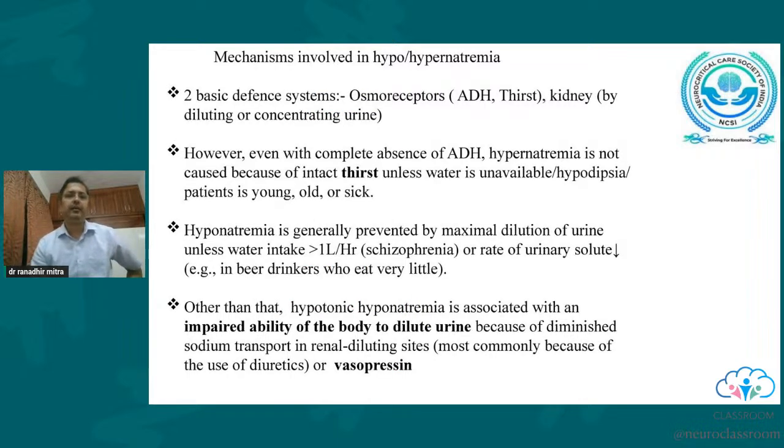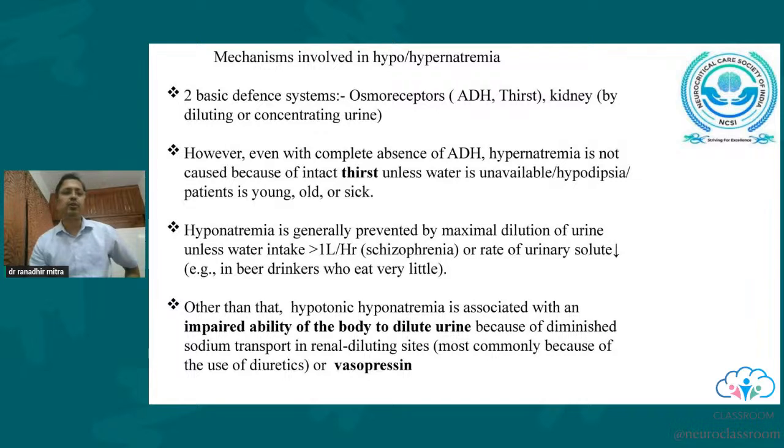So normally there are two basic mechanisms, the failure of which causes hyponatremia. One is the osmoreceptors. Normally when there is a decrease in body content of water, they stimulate the osmoreceptors, which stimulate the thirst mechanism that I have already mentioned. And the kidney, if there is a decrease in body water, will try to concentrate, or the reverse. If there is an excessive intake of water, or hemodilution, or volume expansion, then the kidney will excrete dilute urine.